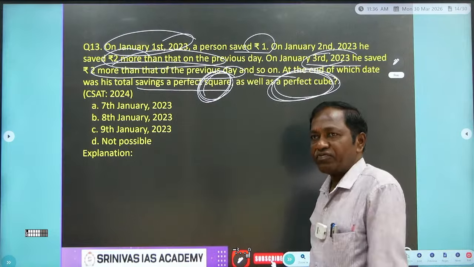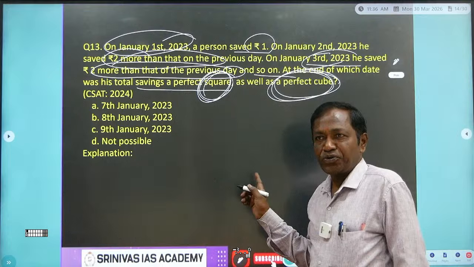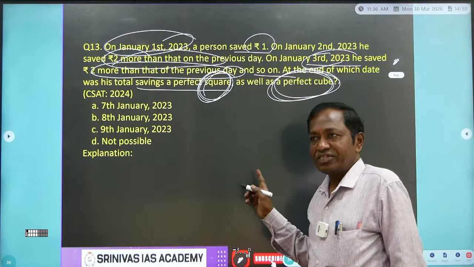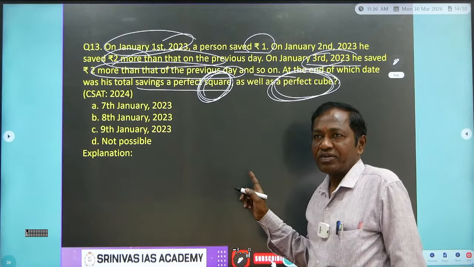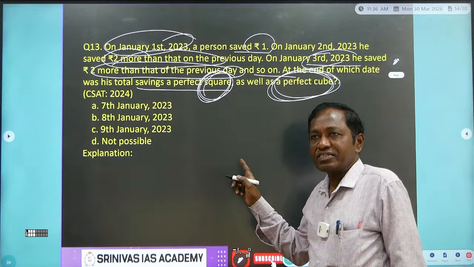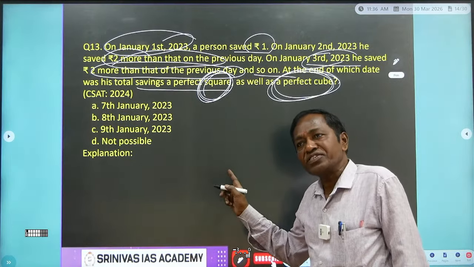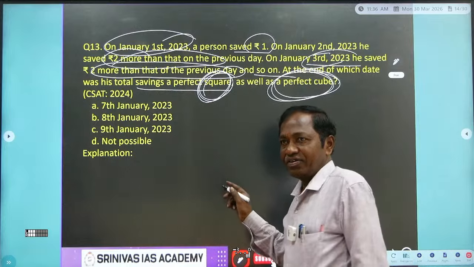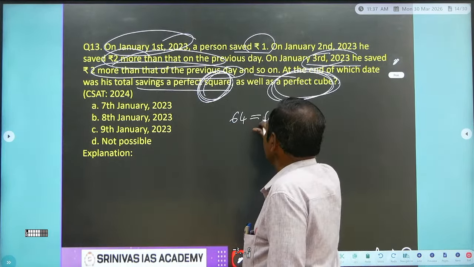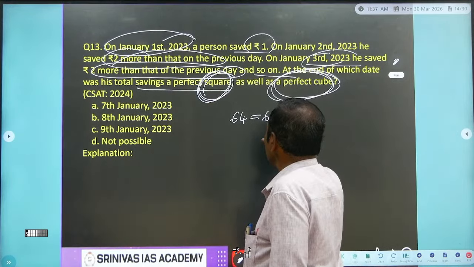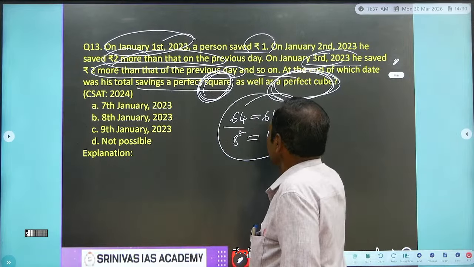You take the squares of numbers. 1 square, okay, let us not take 1. 2 square is 4, not a cube. 3 square is 9, not a cube. 4 square is 16, not a cube. 5 square is 25, not a cube. 6 square is 36, not a cube. 7 square is 49, not a cube. 8 square is 64, it is a cube. So the square number is 64. This means it is 4 cubed, and also 8 squared.